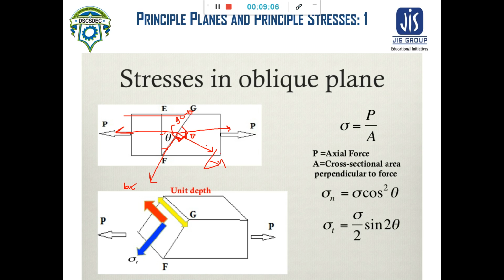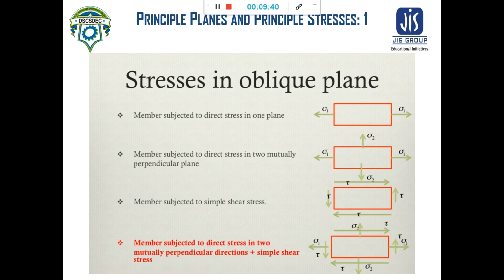Now this is your sigma cos theta. So this sigma n value is sigma cos square theta, and sigma tangential value is sigma by 2 sin 2 theta. These two values are for single load. So this type of equation gives the stresses on this oblique plane FG.